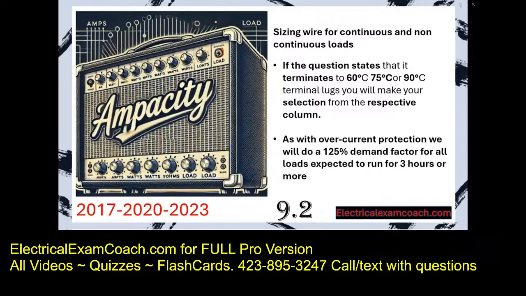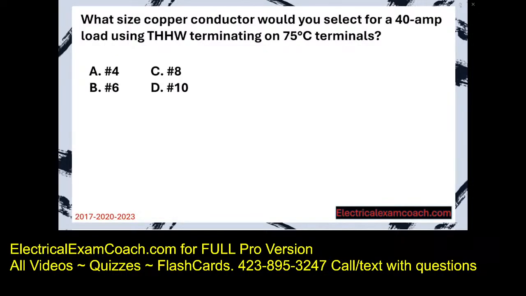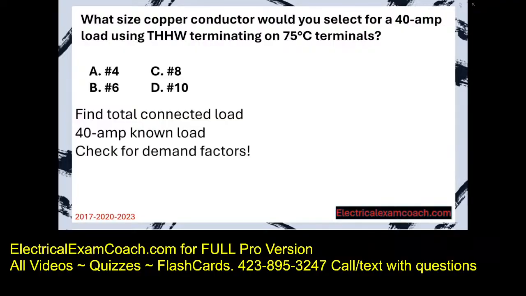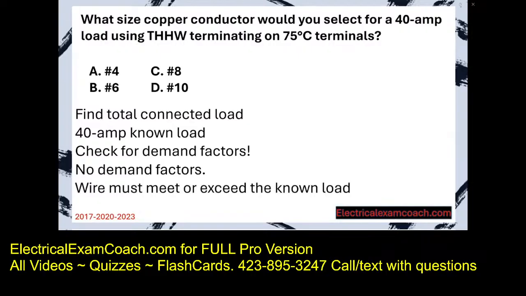Let's get to it. What size copper conductor would you select for a 40 amp load using THHW terminating on 75 degrees C terminals? Step 1, find the total connected load. In this case, we know the load, it's 40 amps, but we must check for demand factors. It doesn't mention a specific type of equipment or that it's going to be a continuous load, so in this case, there are no demand factors. And we always have to remember that all wire must meet or exceed the known load. So we have to find a wire that meets or exceeds 40 amps.